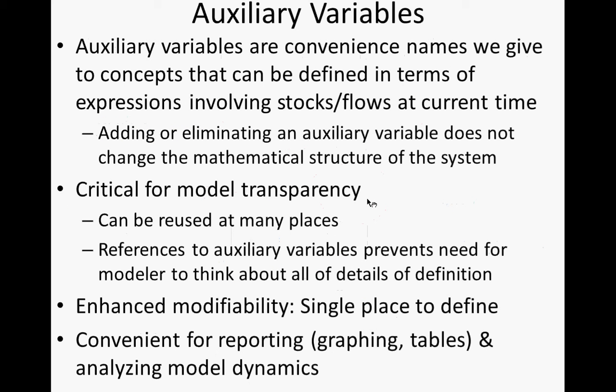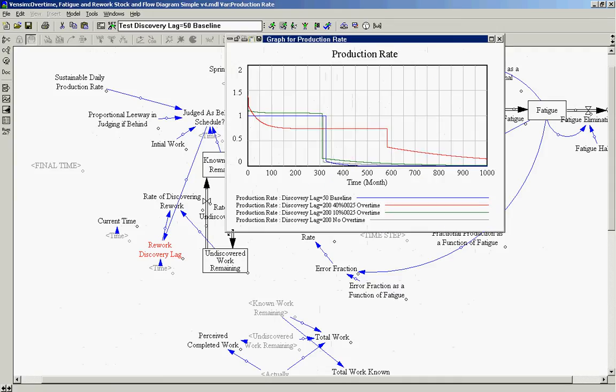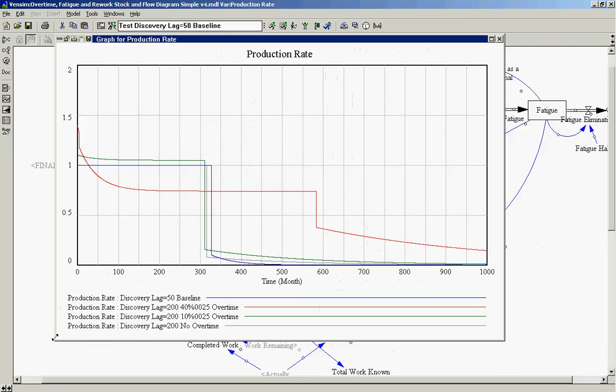As I said, it's a convenient place for reporting. We can graph it, we can look at tables. So for example, within Vensim here, and I'd welcome any of you to follow along, if you load this model in, you could double click on production rate, and we can look at how production rate is changing over time with various scenarios. If we make various assumptions about, say, how long it takes to discover bugs within our model, how much overtime are we working, we might look at the implications on production rate.